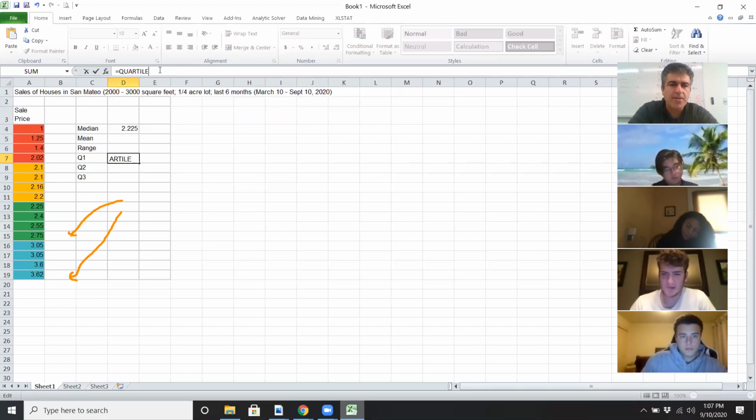Now, if we do PERCENTILE, that should be the same thing. I assume we'll probably want the inclusive one, so we'll go with that. We'll select our array, which is our range of values, and I want the 25th percentile. Oops, remember I have to do 0.25, my bad. Yeah, same thing. So it's not that much different, but there is that little nuance with inclusive and exclusive. You want to use the inclusive one.